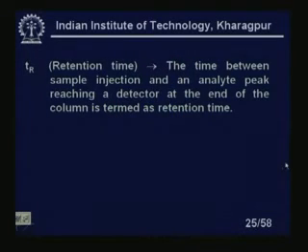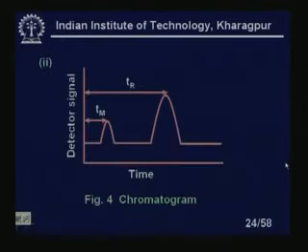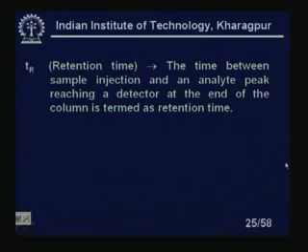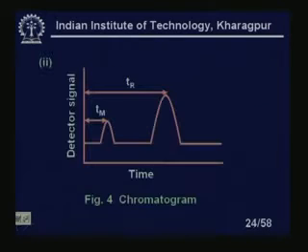Retention time, okay, you see here we have written Tr and Tm. Retention time is the time between the sample injection and the analyte peak reaching the detector at the end of the column. That means here it reached the detector, okay. So, from here it reached the detector.